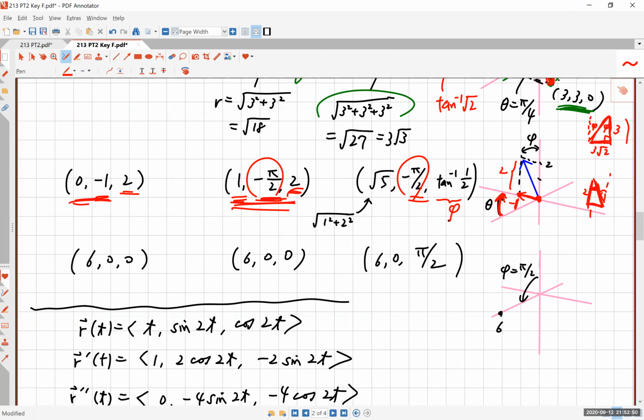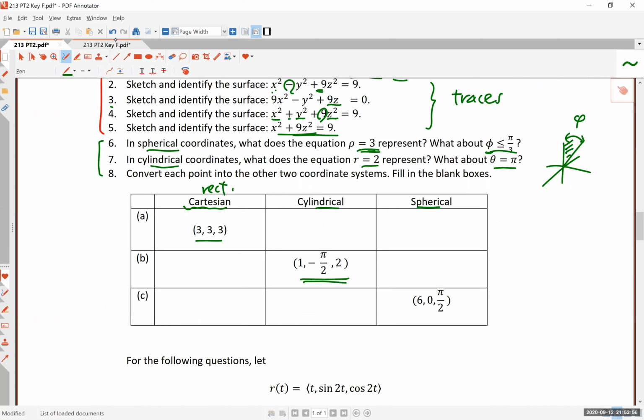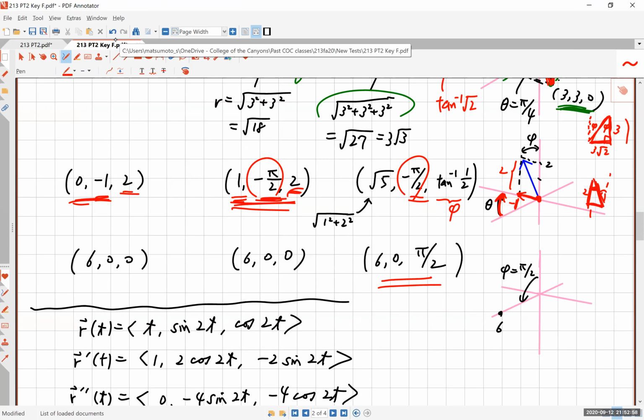All right, finally, you are given this one, right? Let's see. Yeah, 6, 0, pi over 2 in spherical coordinates. So that means you go in whatever direction you go 6 units. It doesn't really help you to draw this yet, right? Theta is equal to 0. So that means it's on this positive x-axis, right?